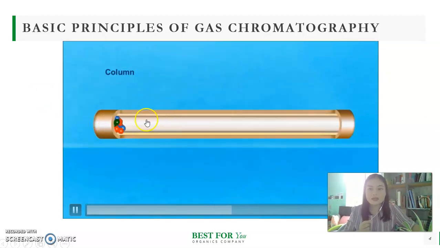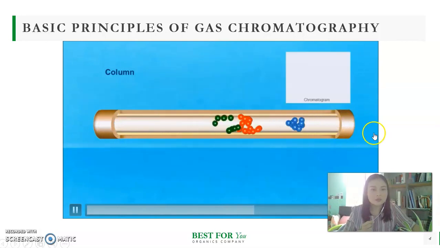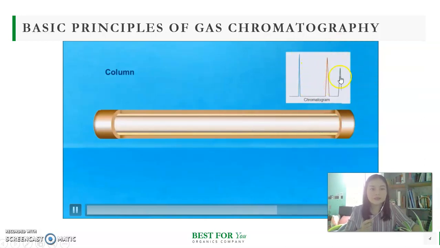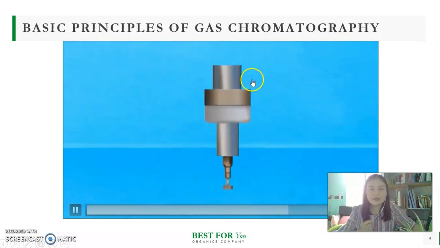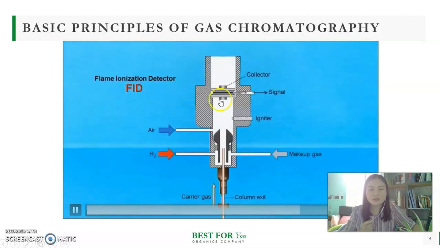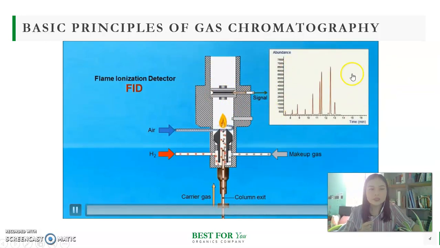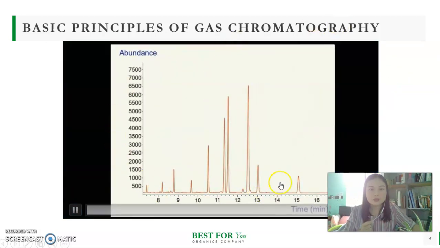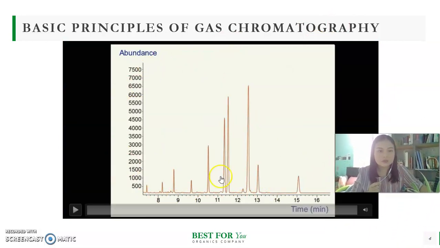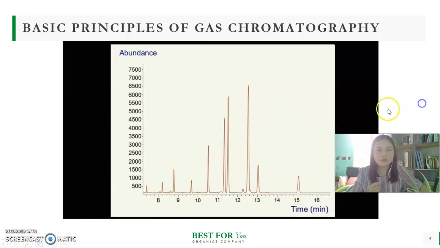As you can see, there are three types of chemicals here, of which the blue one will reach the detector first and then go into the system. And then this is what happens in the detector. As you can see, as the carrier gas goes inside and through the column, the signal is produced, which creates the graph.